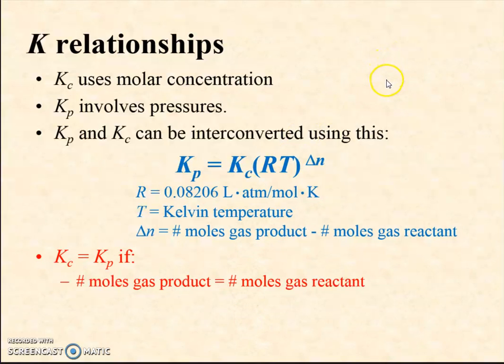The Kc relationship with Kp is pretty straightforward. This is a formula that allows you to convert between the two. Kp is equal to Kc times RT, where R is the universal gas constant in terms of atmospheres, T is temperature in Kelvin, all to the power of delta n. And delta n is the number of moles of gas product minus the number of moles of gas reactant in the balanced reaction. And so, provided this is a non-zero integer, you're going to have a value for Kp that's a little different from Kc. If you have the same number of moles of gas reactant and product, then you will have Kc equal to Kp.